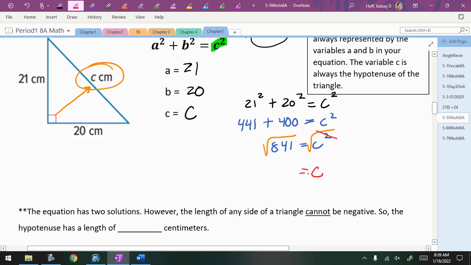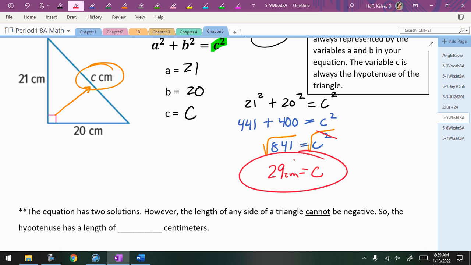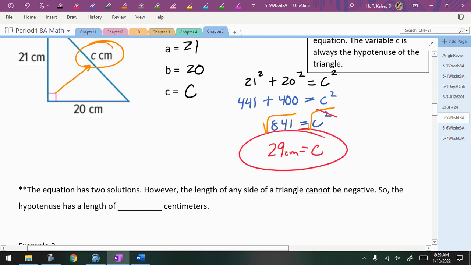29. It's a whole number? Yeah. Ooh, that's always nice when it's a whole number. What is the label on my 29? Centimeters. Liana, remind me. Oh, you told me it was across from 90 degrees. Somebody else tell me, what do we know about the hypotenuse? It's the longest. Does that stand true? Did we calculate where it's the longest? Yeah. 29 is bigger than 21 and 20. Okay? The equation has two solutions technically when we take that squared, but you can't really have a negative side length. So the hypotenuse has a length of 29 centimeters.